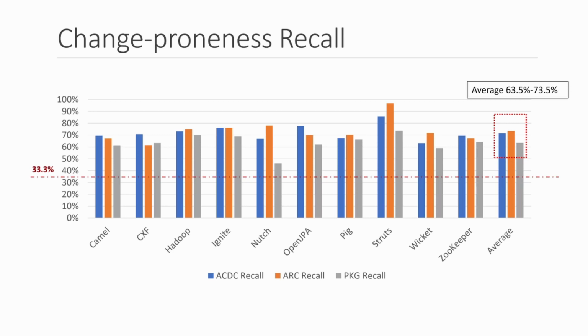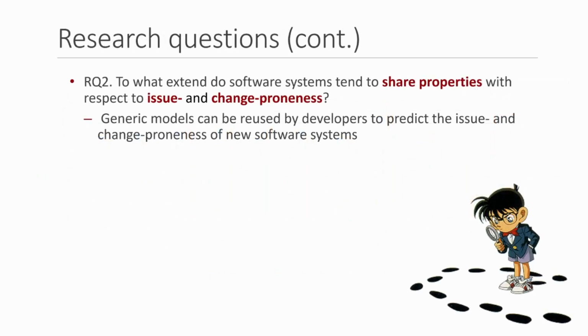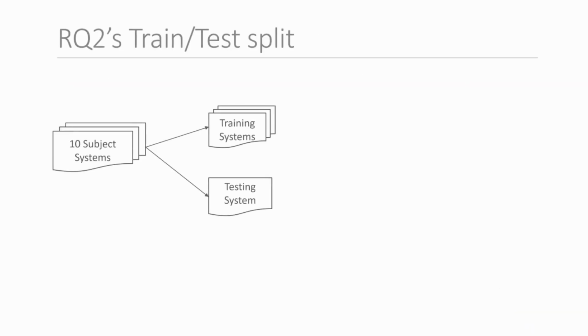However, one problem in here is that if the system has a short history, the result might not be correct. So that's why we define the next research question: whether software systems have some shared property regarding issue and change promise. If yes, it means that we can use the history of some systems to build generic models, and then we can use that to predict the system with a short history. So here's how we do that.